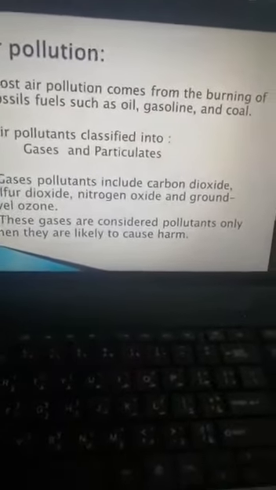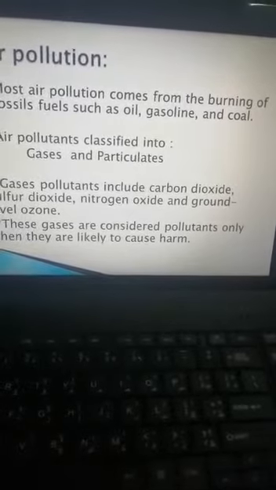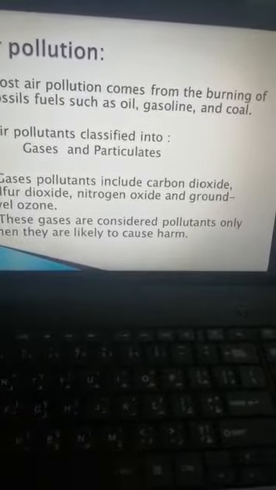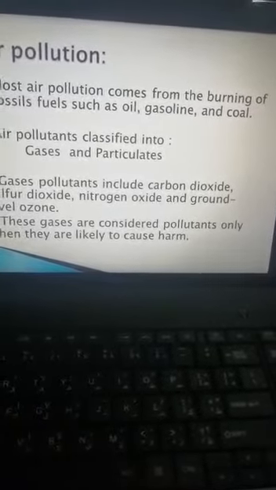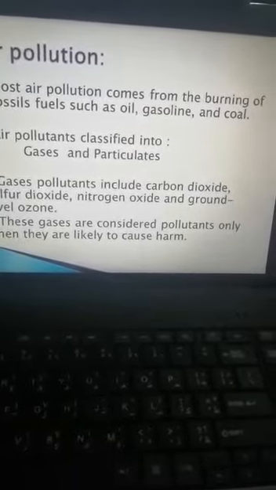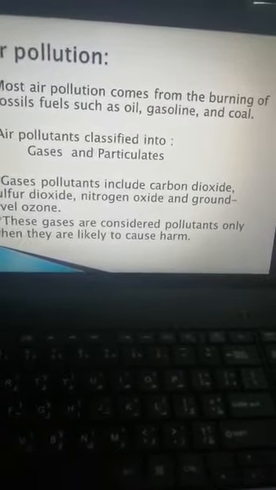Again, for example, we said that gases are considered pollutants only when they are likely to cause harm. When they cause harm. For example, ozone is important in the stratosphere, but at ground level it is harmful to breathe it.